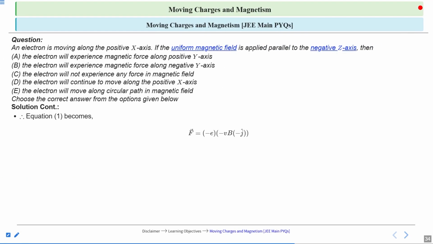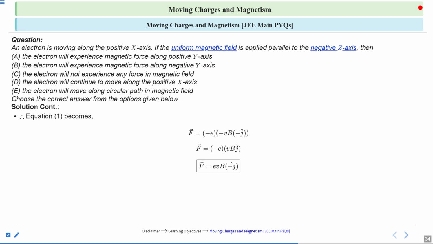So equation 1 becomes F vector equal to minus E, minus VB, and i cross k is minus j cap. Now there are 3 negative signs. 2 negative signs will cancel out, and 1 negative sign will remain in the equation. So F equal to minus EVB j cap. This negative sign will go to the direction. So F vector will be equal to EVB, this is the magnitude of the force, and minus j cap, this is the direction of the force.